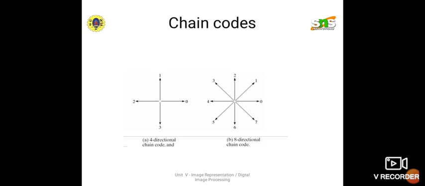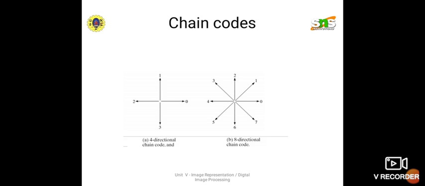Here are the chain codes. The 4 directional chain code looks like this: if you move right along the x-axis, the value is 0. Vertically, if you move from the center to the top, the value is 1. If you move left horizontally, the value is 2. If you move downwards vertically, the value is 3. That represents a 4 directional chain code. We give values based on the direction in which we move.